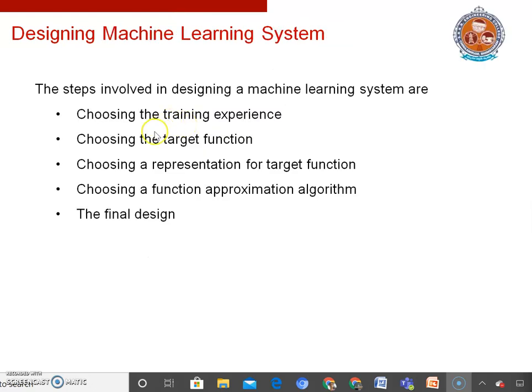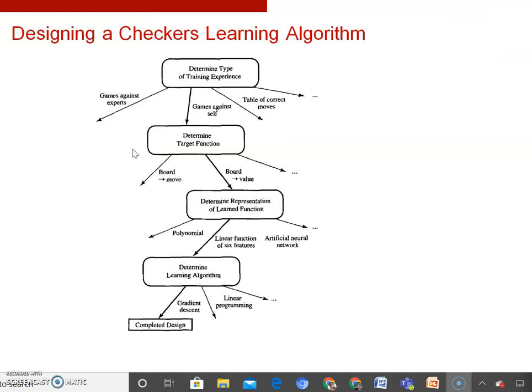The second step is choosing the target function, to determine what type of knowledge will be learned and how this will be used by the performance program. In playing checkers game, it needs to learn to choose the best move among the legal moves. So it has to learn a function which maps B to M, where B is legal board states and M is legal moves. From a particular board state, the machine learning system has to decide what is the best legal move it has to take in the next step.